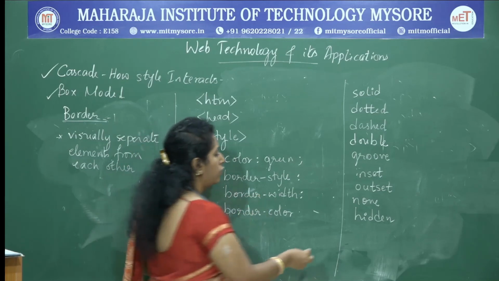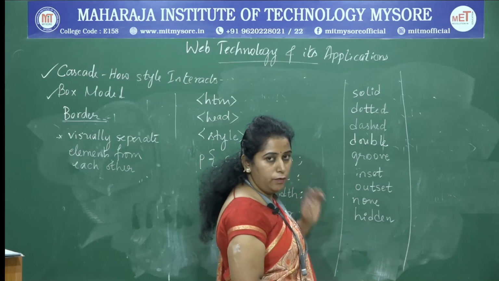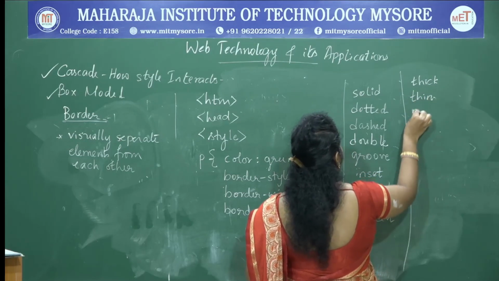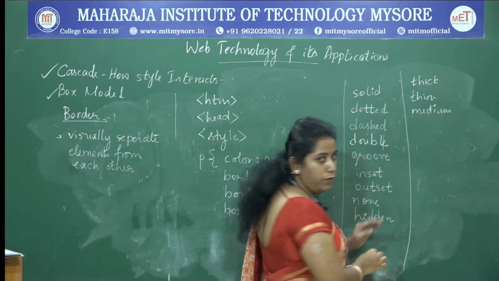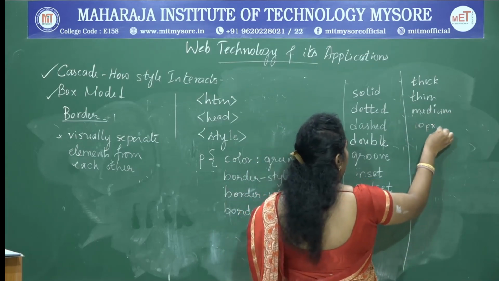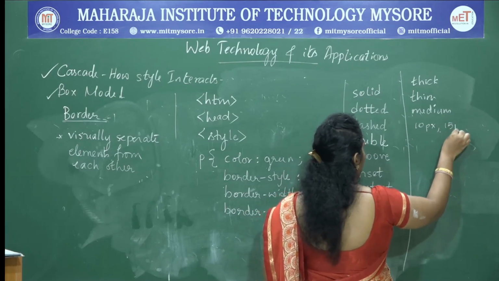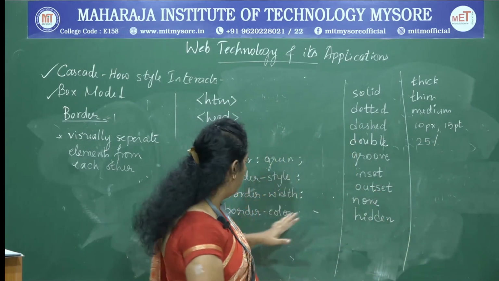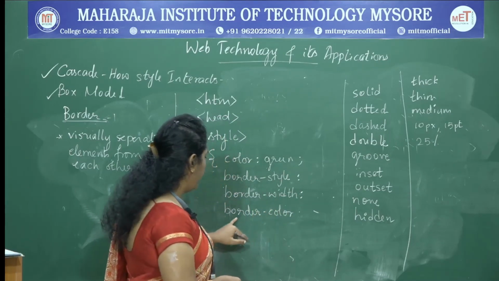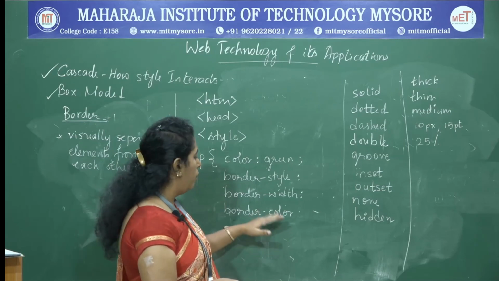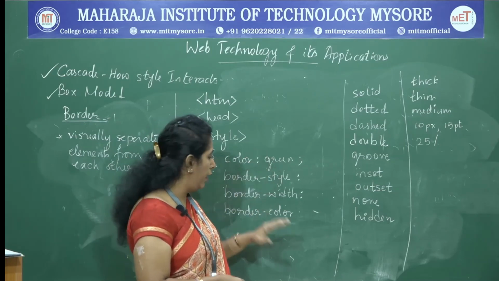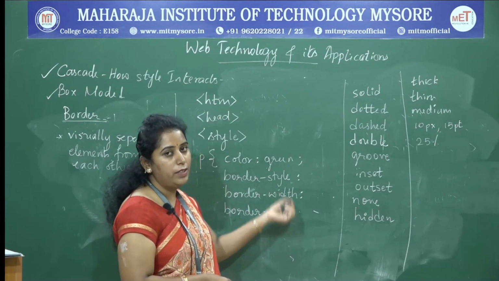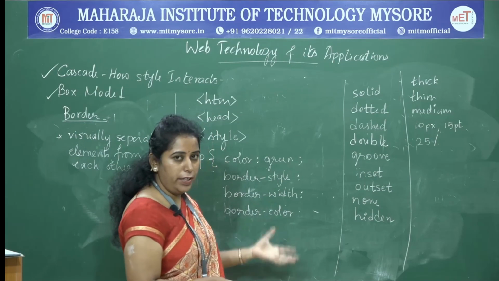Next is about border width. For border width, you can give values in 4 types. Either you can give thick, thin, medium, or else in terms of units, for example 10 pixel, or 15 points, or 25%. In any way you can give a width to a border. Finally, the next one is border color. How you change a font color, likewise you can give a border color, either in red, yellow, something like that, or else you can give it in values like RGB. In any way you can give the values.